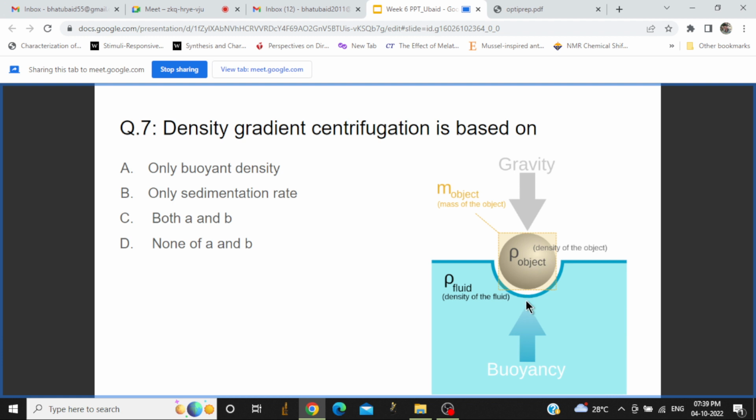And for our centrifugation force, if it is an open bucket rotor, the centrifugation force will be directly toward the bottom of the tube. But in the fixed angle rotor, the centrifugation force is a little bit toward the walls of the centrifugation tube. So both the buoyant density and sedimentation rate have a role in density gradient centrifugation.